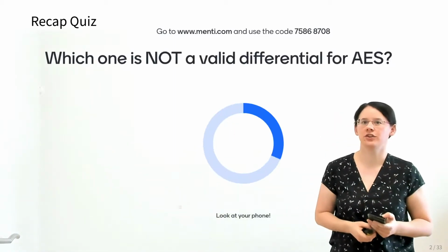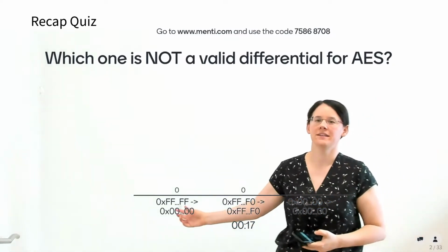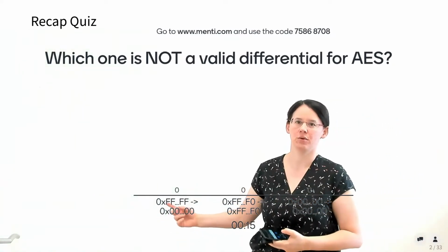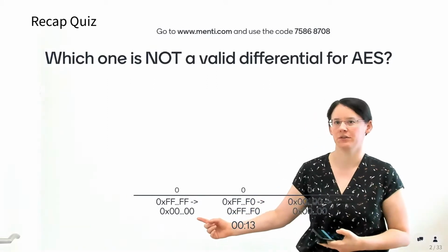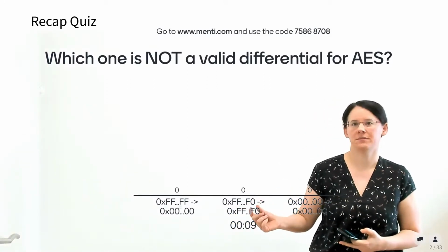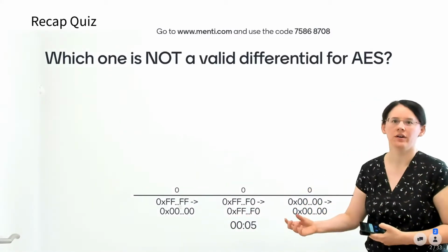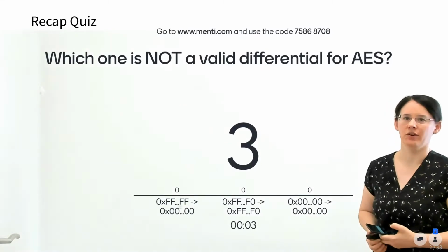Which one of these is not a valid differential for the AES? By this here I mean lots of Fs, so all bits set to 1 and all bits set to 0 at the output of full AES, or all bits except the last 4 set to 1 in the input and the output, or all bits 0 at the input and all at the output.